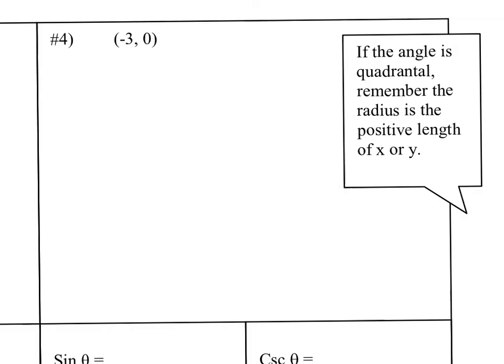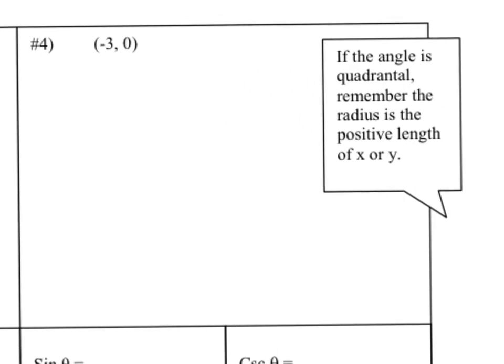Number 4, this is a quadrantal angle. Goes to the left, 3. That's what x is. And y is 0. To do these problems, you have to know what x, y, and r are. Sorry for the stutter. X is negative 3, y is 0. What, pray tell, is r?